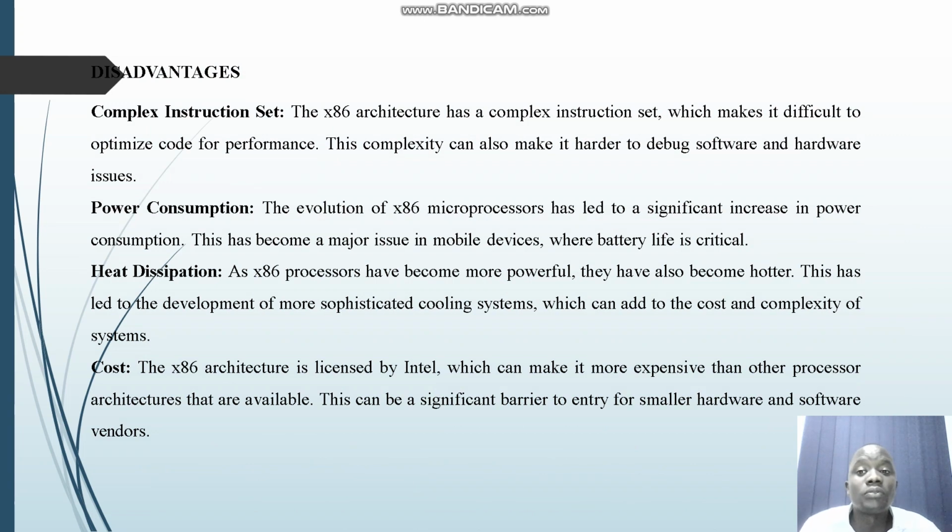Then power consumption, it consumes a lot of power. It has led to a significant increase in power consumption. You get it? Then there is heat dissipation. It has led to the development of more sophisticated cooling systems. Then the costs, it is getting more expensive here and there.